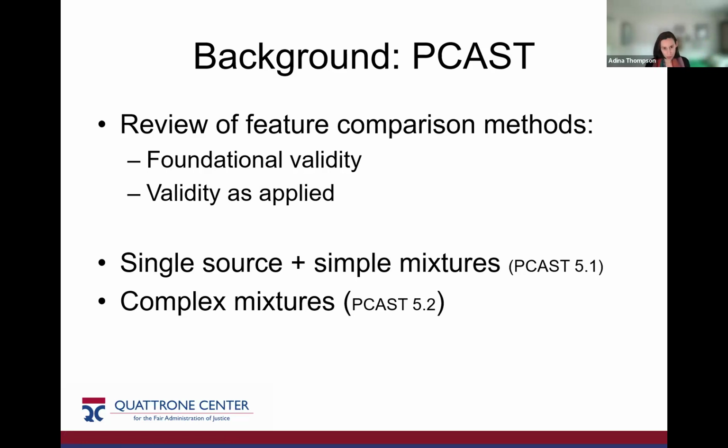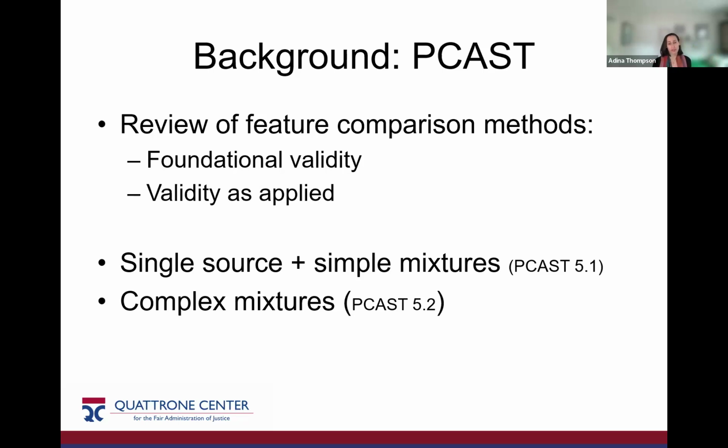Foundational validity is whether the underlying science can be applied appropriately, whether it can be replicated, whether the underlying foundations, that's where the word foundational comes from, are appropriate for the work. And then validity as applied only comes in if something has foundational validity. Validity as applied is how well are people applying the techniques and the things that were found in the foundational review to be appropriate. So one is about the science, one is about how the science is applied.